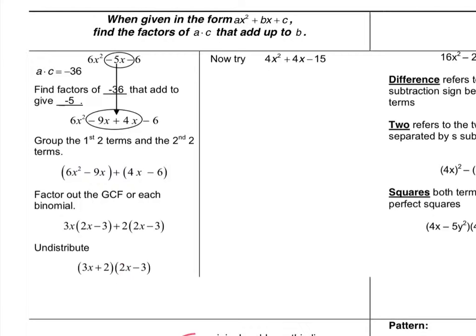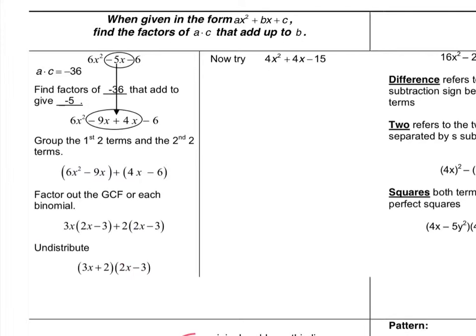I'm going to do it both methods. Method 1 is the grouping method. So what you need to do is to find AC, which is 4 times negative 15. And if you multiply those two, what are you going to get? You are going to get a negative 60. So think of two numbers. When you multiply, you would get negative 60, and when you add, you would get the middle number here, which is 4.